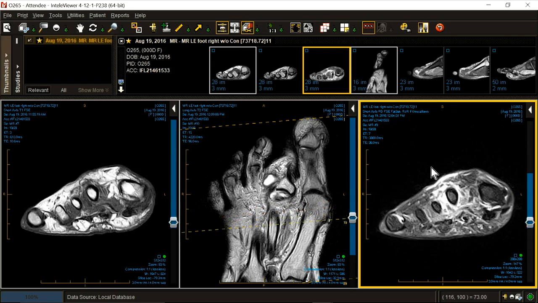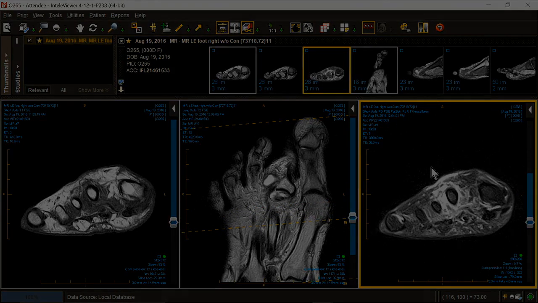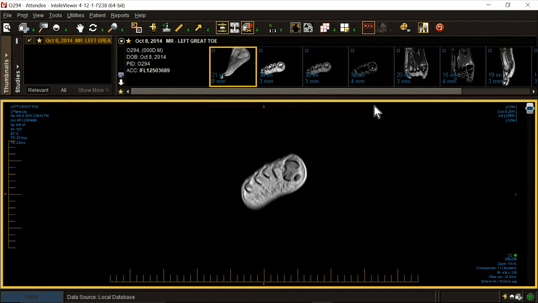Okay, now let's do another one. Apologize for that. Professional athlete, pain in the big toe. Let's go sagittal.